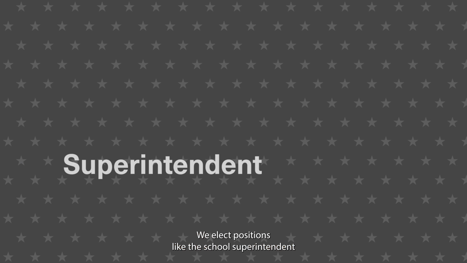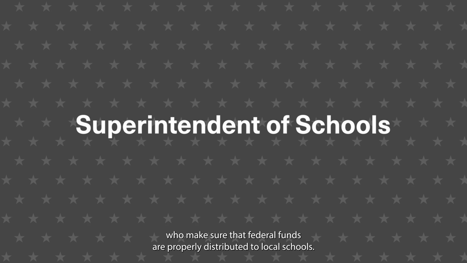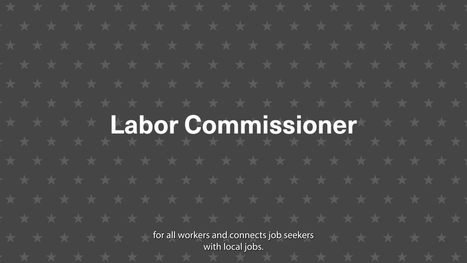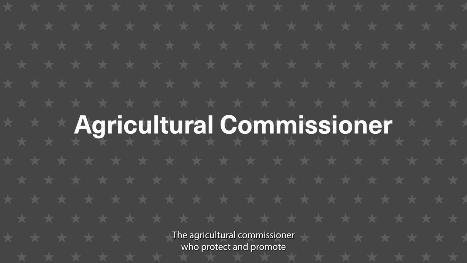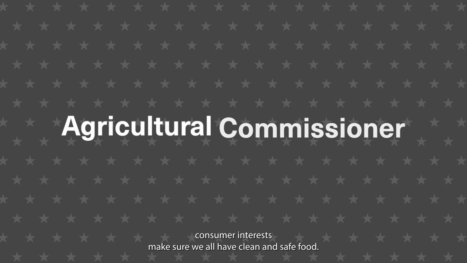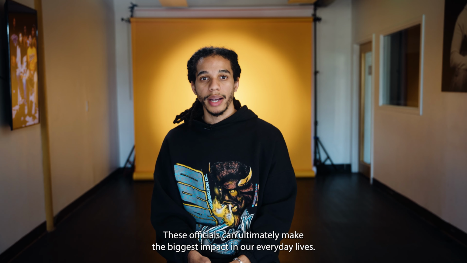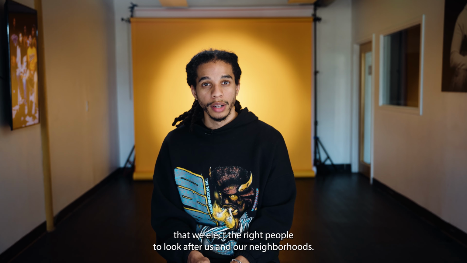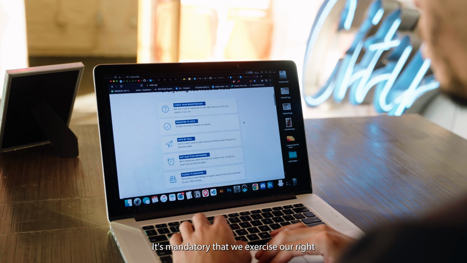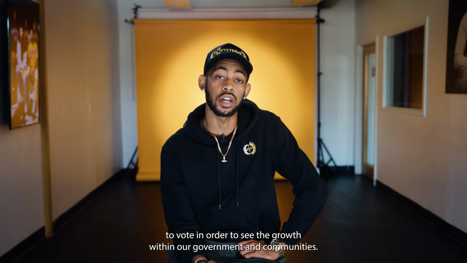We elect positions like the school superintendent, who makes sure that federal funds are properly distributed to local schools. The Labor Commissioner ensures economic equality for all workers and connects job seekers with local jobs. The Agricultural Commissioner, who protects and promotes consumer interests, makes sure we all have clean and safe food. These officials can ultimately make the biggest impact in our everyday lives. And it's crucial that we elect the right people to look after us and our neighborhoods. It's mandatory that we exercise our right to vote in order to see the growth within our government and communities.